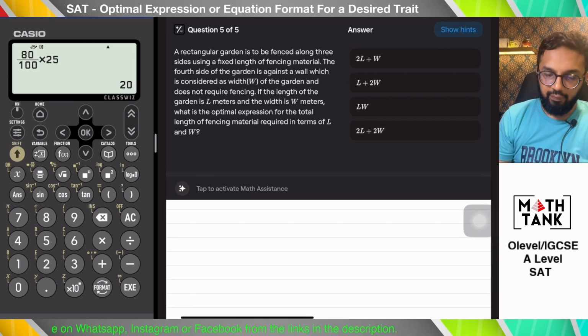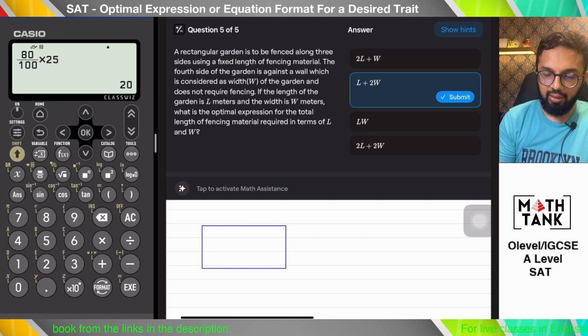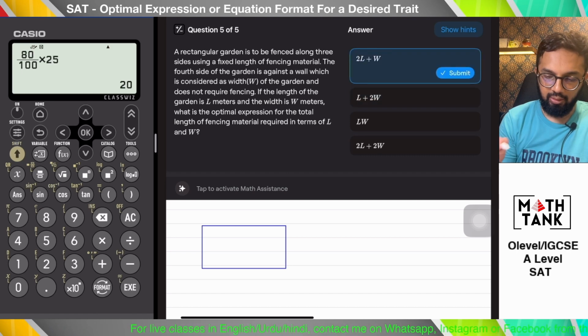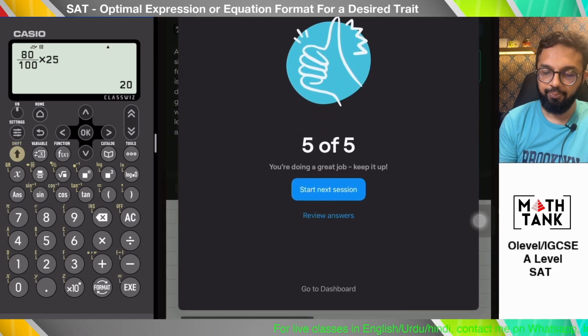A rectangular garden fence. Again, this is the same question that we did before. So I think that was the correct answer. This one has the correct letters. It should have said length in the other question, but it didn't. So this one is correct because this time the variables are different. The wall is against the width. So I have 2L plus W.